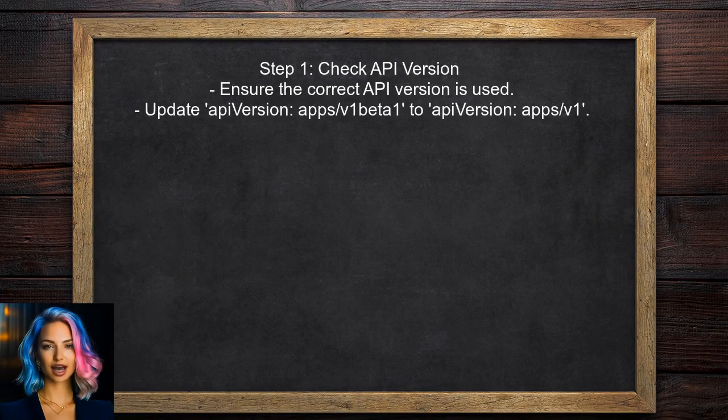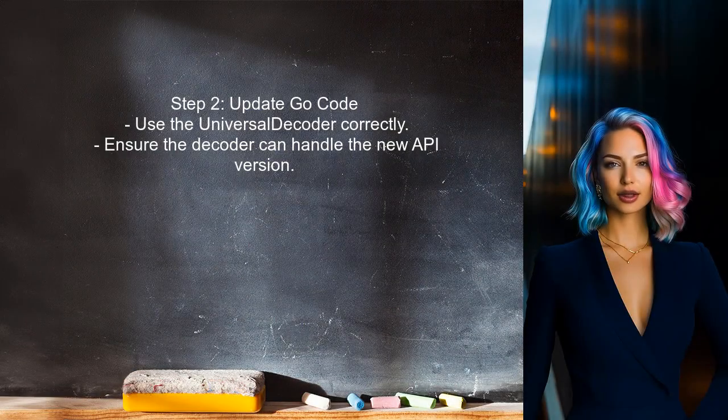To resolve the issue with deserializing the Kubernetes YAML file, the user should first ensure they are using the correct API version. The error indicates that the kind Deployment is not registered for the version apps/v1beta1. Next, the user should update their Go code to use the appropriate decoder. The universal decoder is a good choice, but it needs to be configured correctly to recognize the updated API version.